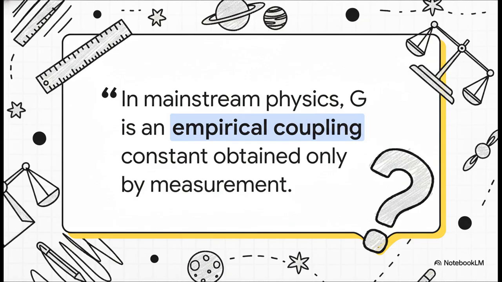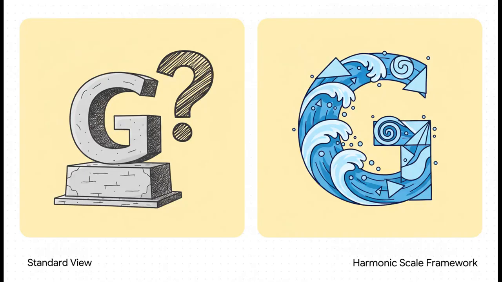G isn't something that comes from a deeper theory. It's what they call an empirical constant. Now, that's really just a fancy way of saying it's a brute fact of the universe. We can only know what it is by going out and measuring it. It's a given, not an explanation. So on one hand, we have the standard view. G is a fundamental mystery we just have to live with.